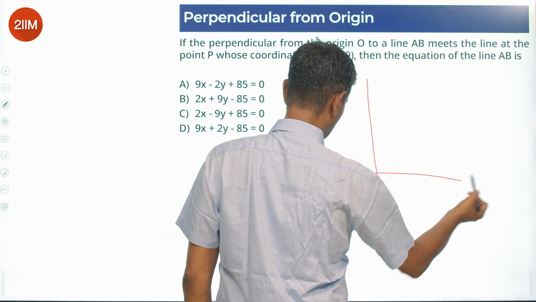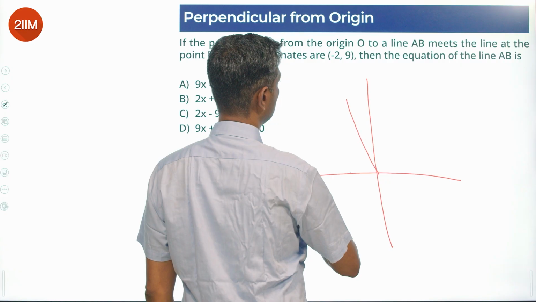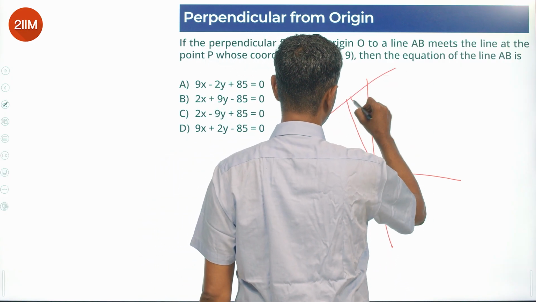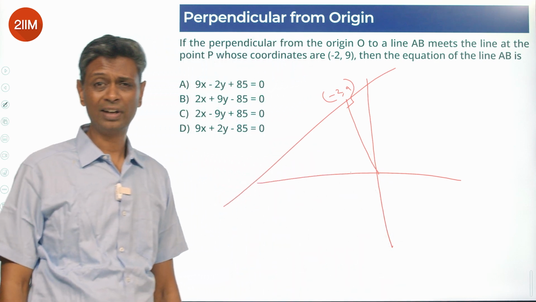The perpendicular from the origin to a line AB meets the line at a point whose coordinates are minus 2, 9. Minus 2, 9 is on the line AB. So this is 90 degrees at minus 2, 9. What is the equation of line AB?